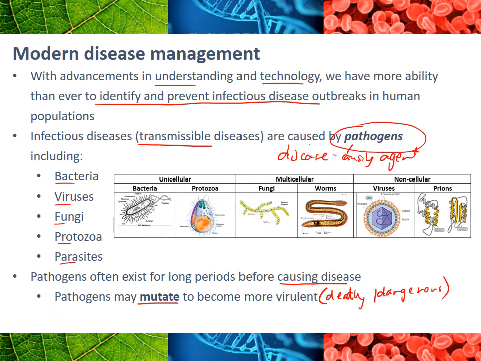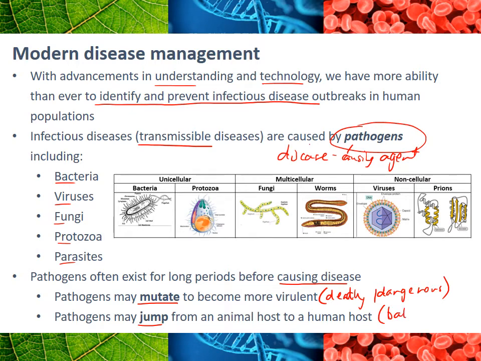Okay. Another reason that they might become an issue is that they may jump from an animal host to a human host. And that is quite common. That is what is understood to have happened with coronavirus, that it originally was living in bats for a long time, and we didn't really know what was there until it passed into a human host. Okay, so these are the two common reasons that pathogens can cause sudden outbreaks of disease.